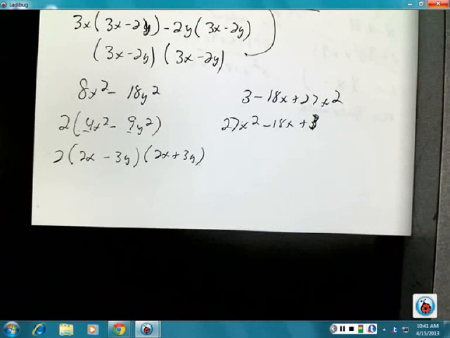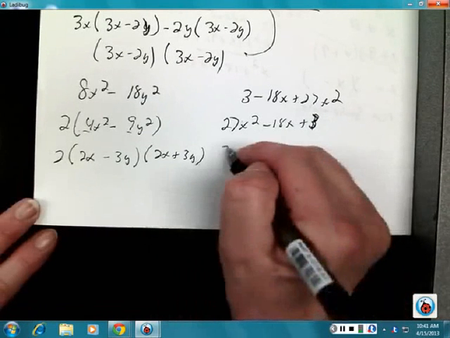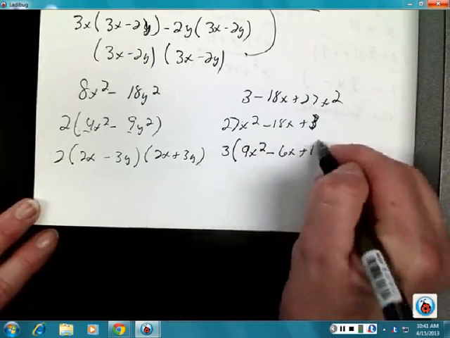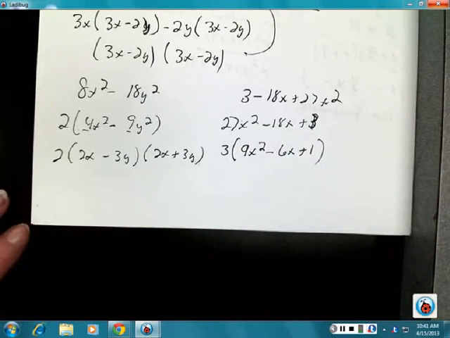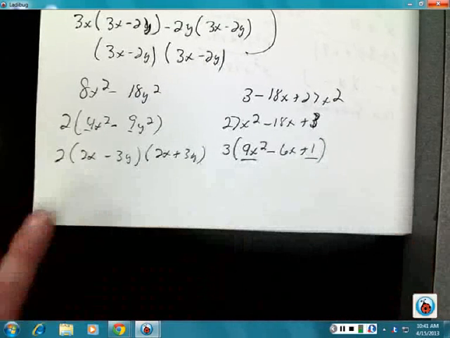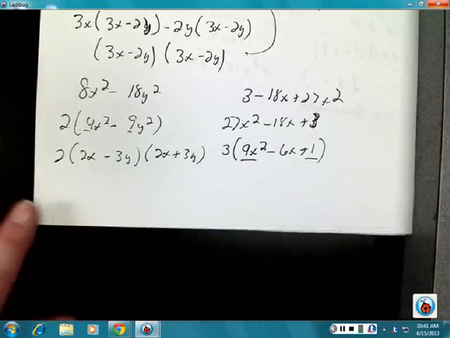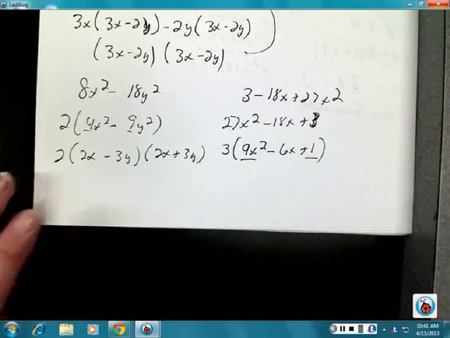So what can I do to this thing? Is there anything I can do to it? Pull out a 3. That leaves me with 9x squared minus 6x plus 1. And again, do I have perfect squares? You don't mess with that middle term at all, not when you're looking for perfect squares. You're looking for a perfect square here and a perfect square there, only the beginning and the end. So is 9 a perfect square? Yes. Is 1 a perfect square? Yes, 1 times 1 is 1.